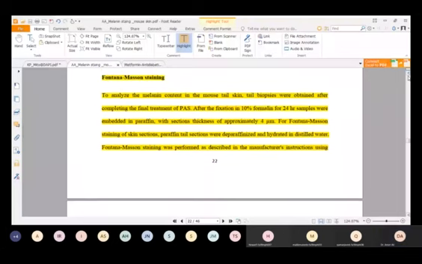Now, Fontana Mason staining. To analyze the melanin content in the mouse tail skin, tail biopsies were obtained after completing the final treatment of plasma activated solution. Plasma activated solution means they treated water or buffer with plasma, used that plasma treated buffer as the plasma treatment, called it plasma activated solution, and used it for their experiment.